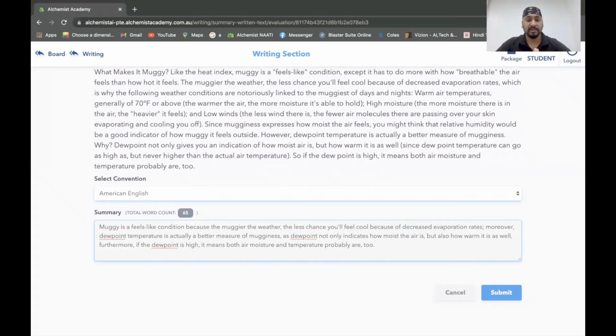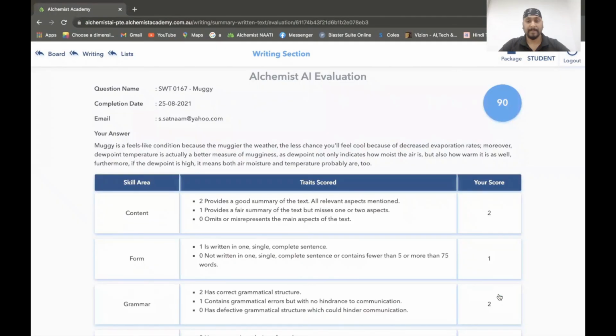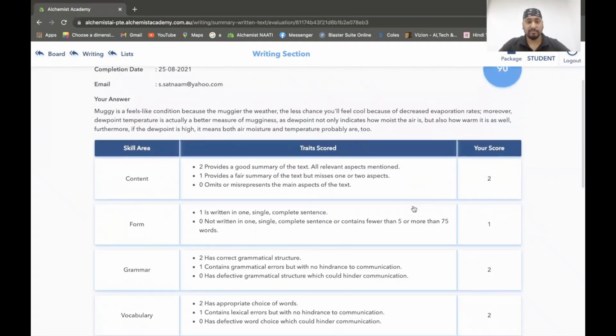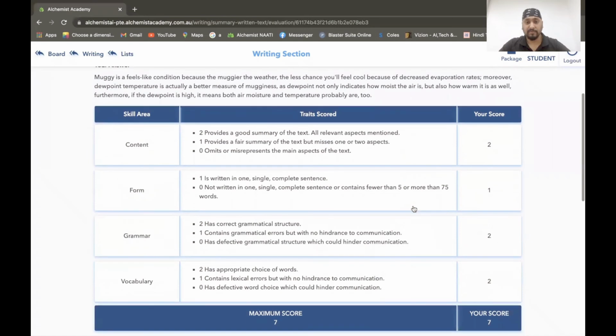It looks a lot better, because I was thinking, should I add it, should I not? But it just didn't look good to me, so I added it. Now I still have 65 words, which is absolutely fine. It should not be a problem. Okay, there you go. So 90 for my summary. My content is 2, my form is 1, my grammar is 2, my vocabulary is 2.